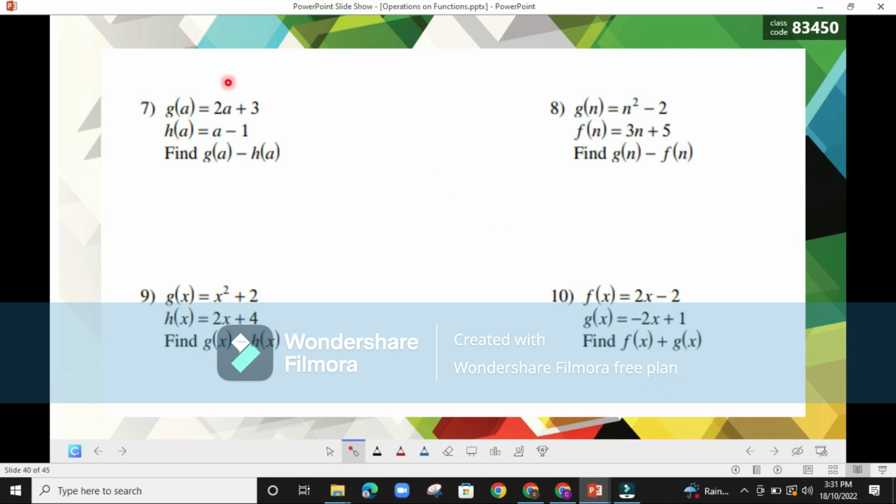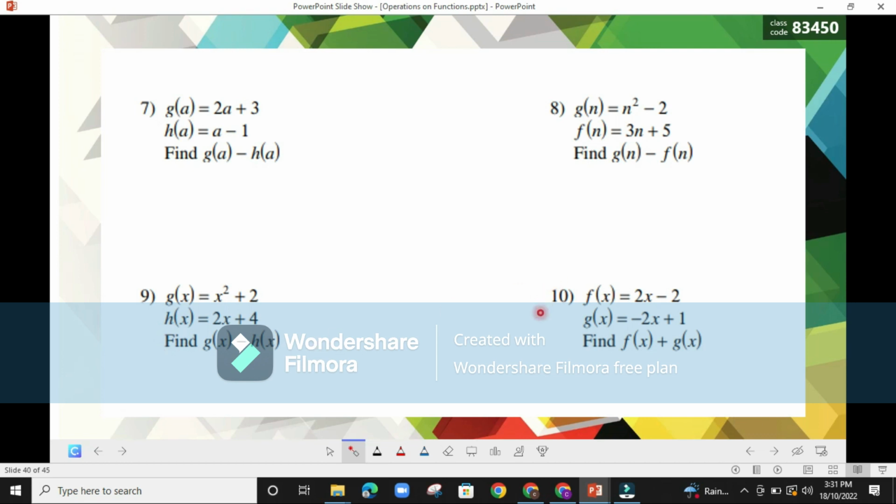Then number 7, g of a is equal to 2a plus 3. H of a is equal to a minus 1. Find g of a minus h of a. Number 8, g of n is equal to n squared minus 2. F of n is equal to 3n plus 5. Find g of n minus f of n. Number 9, g of x is equal to x squared plus 2. H of x is equal to 2x plus 4. Find g of x minus h of x.